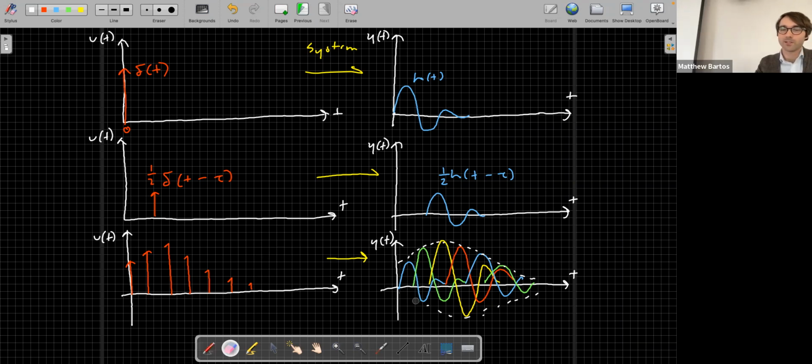Okay, are there any questions about this concept before I move on? Any questions about impulse response? Has anyone encountered this concept before in undergraduate differential equations? Has anyone encountered the concept of an impulse response?